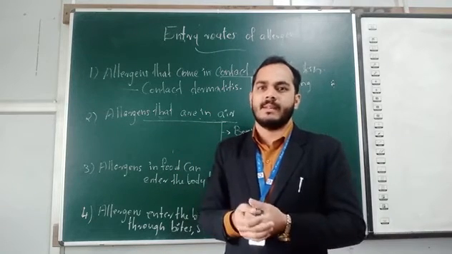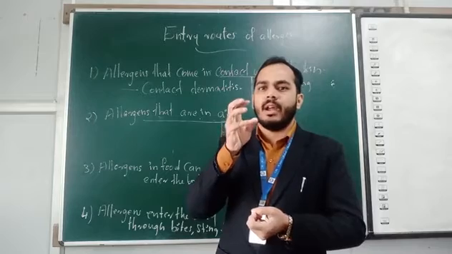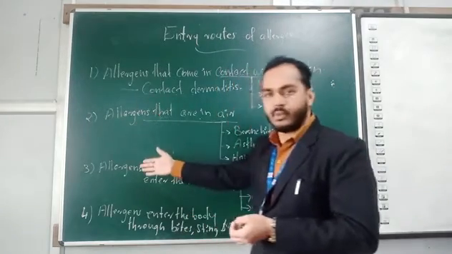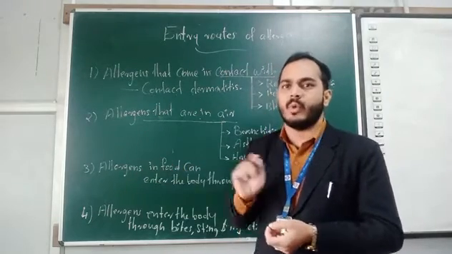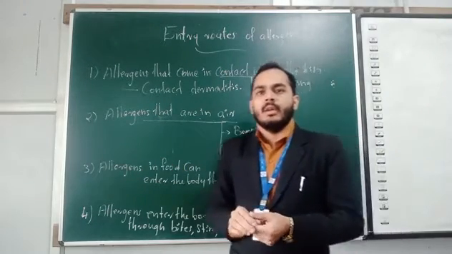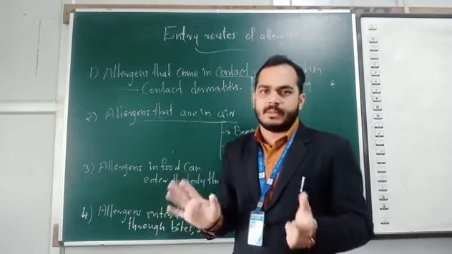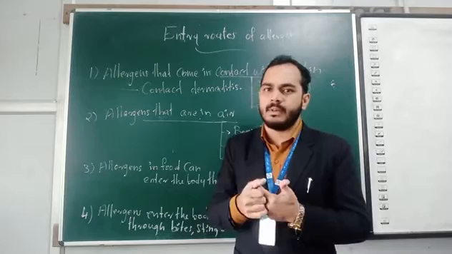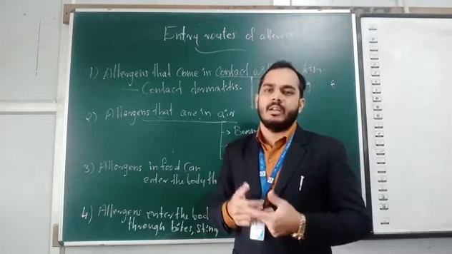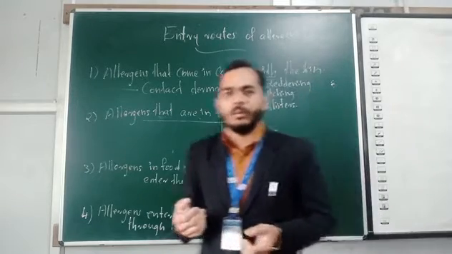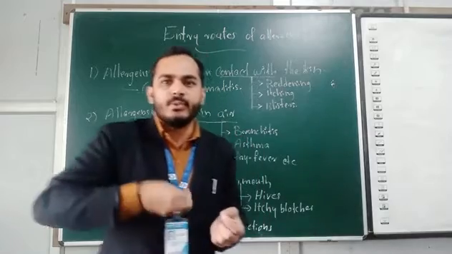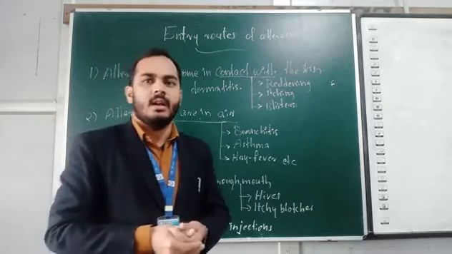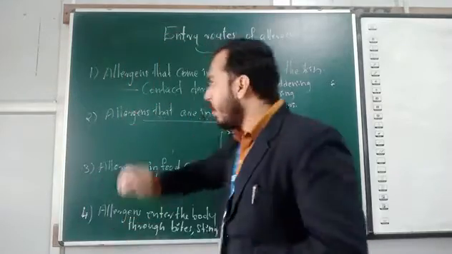So we can say that different types of allergic entry routes are given here. I will explain one by one clearly. If any kind of allergic substance enters the body, it starts to provoke our body, meaning the body is irritated. If the body is irritated, what happens? The body starts producing different types of symptoms. Those symptoms I will also explain here. Let's see the first one.